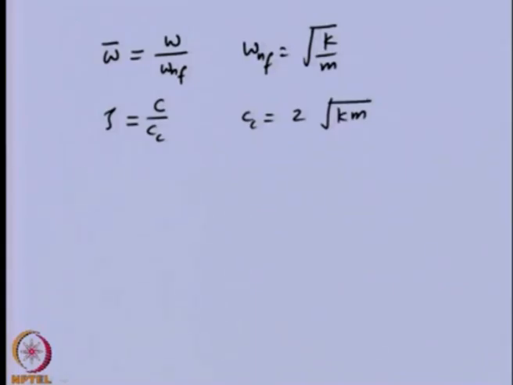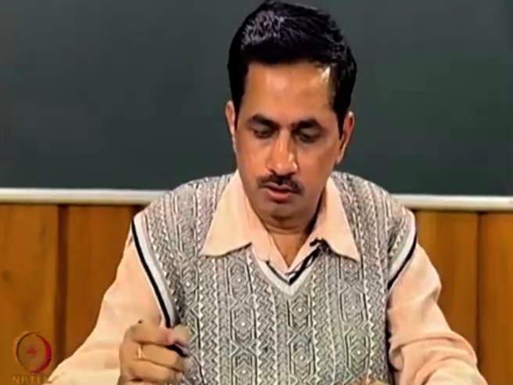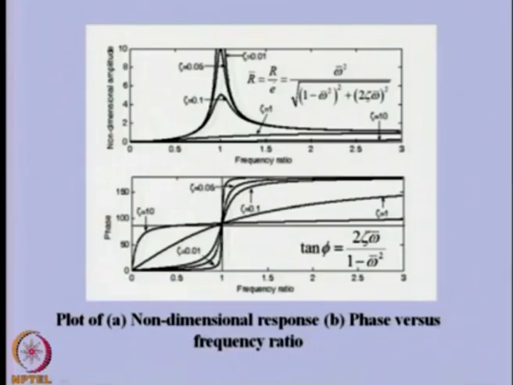Using this we can write tan phi, which was in terms of the various parameters like k, m, c, in non-dimensional form. Similarly, the response ratio I am defining as the actual complex amplitude divided by eccentricity. This can be written as frequency ratio square divided by this expression. These expressions we can now plot. So the non-dimensional complex amplitude and the phase will be plotted, and this is the plot of those responses.